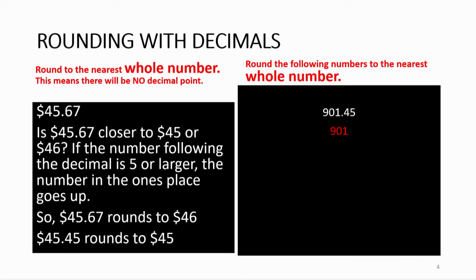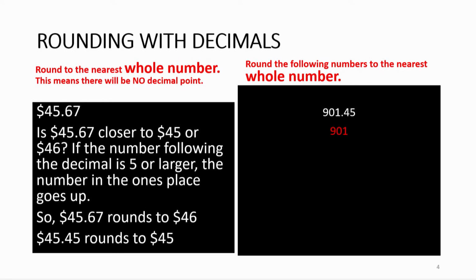So 45.67, think about it if you were shopping in the store and you were just adding this in your head. Is $45.67 closer to $45 or is it closer to $46? Because we're rounding to the nearest whole number, if the number following the decimal is 5 or larger, the number in the ones place goes up. So in this case, 45.67, because there's a 6 after that decimal, you're going to round up to $46.